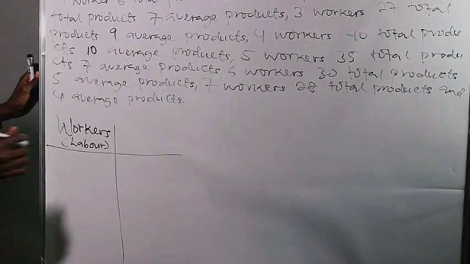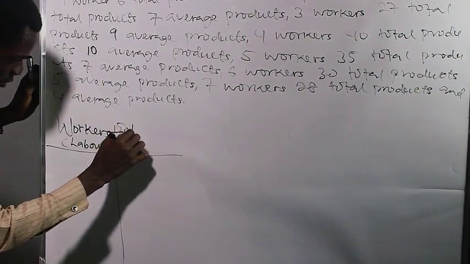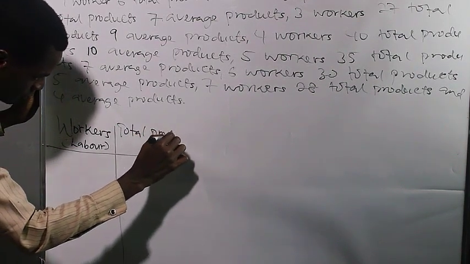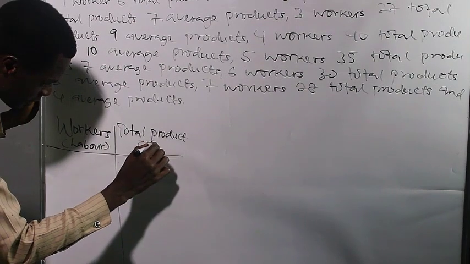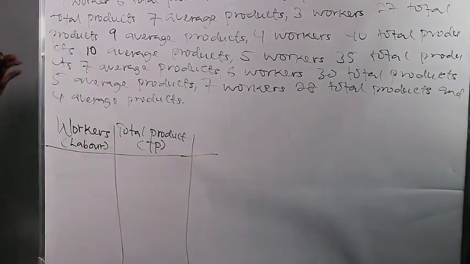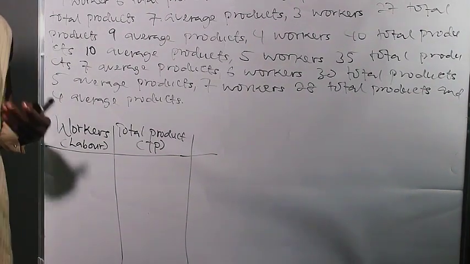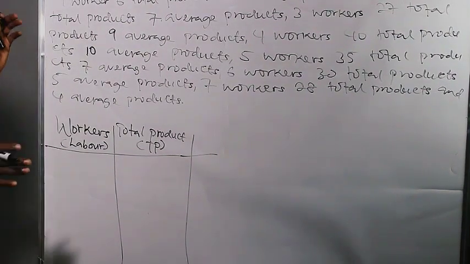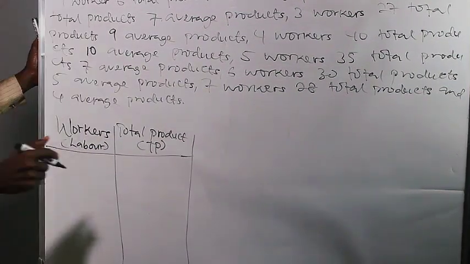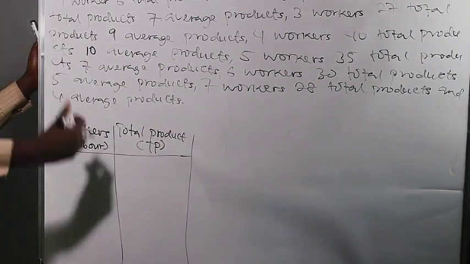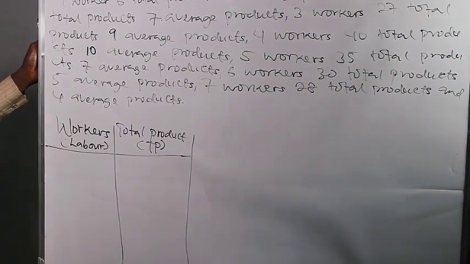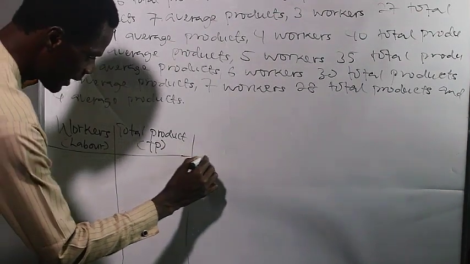In the second column, we have total product, TP. So what we mean by total product is the overall product produced at the end of any production process. For example, if the production takes place only today, then we ask, what do we have at the end? So this is our total product while employing all the factors of production.